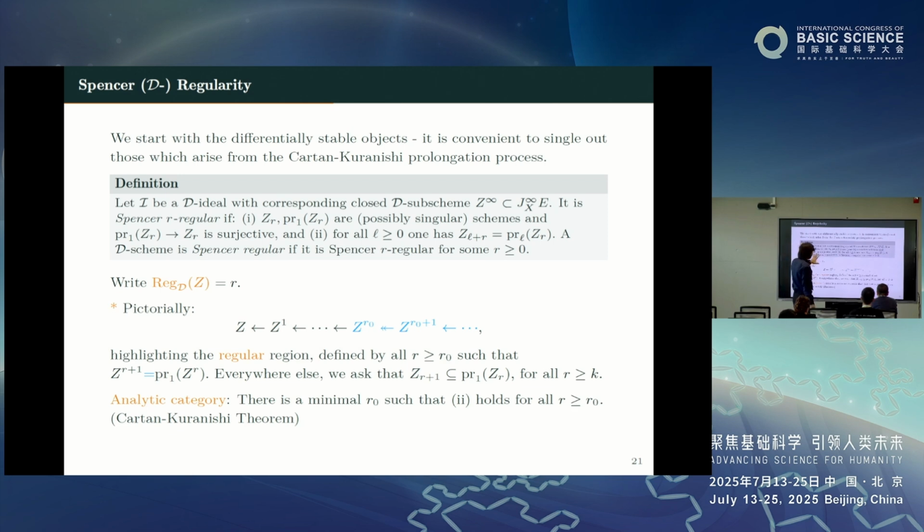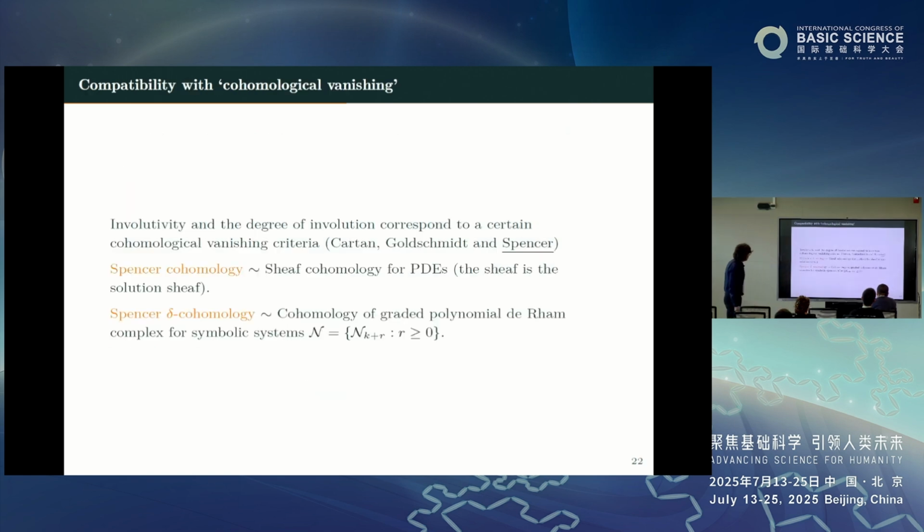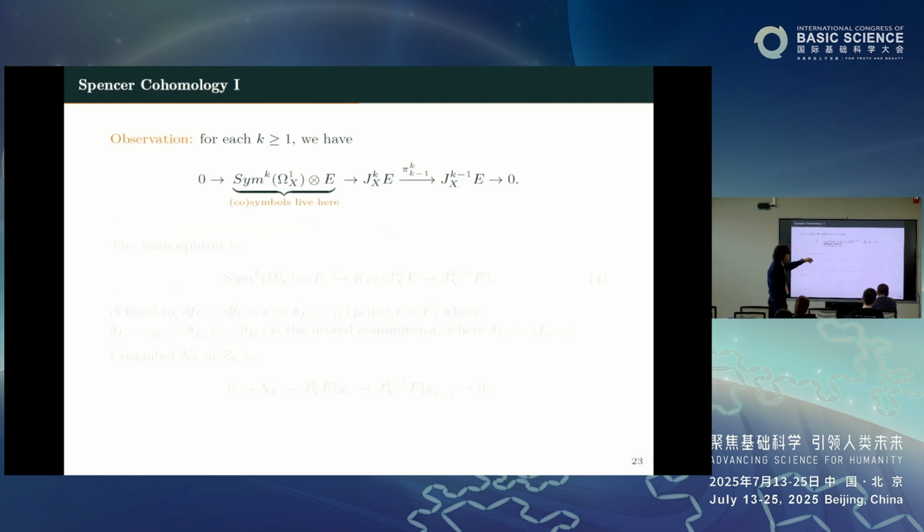So we want to find what is the sheaf theoretic version of this regularity so that we can just forget about looking at the schemes, because I don't want to look at the schemes because there are so many ways of getting to them. I don't want to look at them. I just want to look at some sheaf cohomology, some vanishing, and say if this is regular or not. So, okay, this needs the notion of Spencer cohomology and especially delta-Spencer cohomology. It uses this language of symbols.